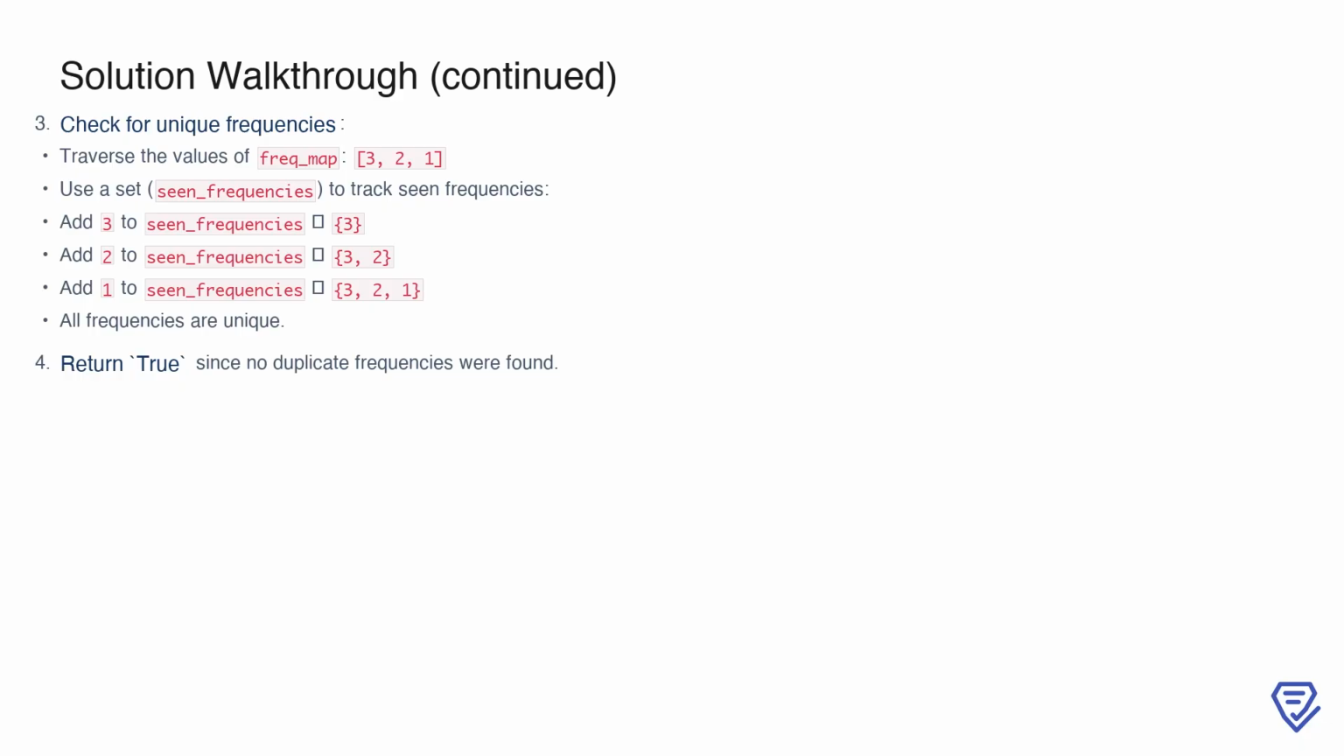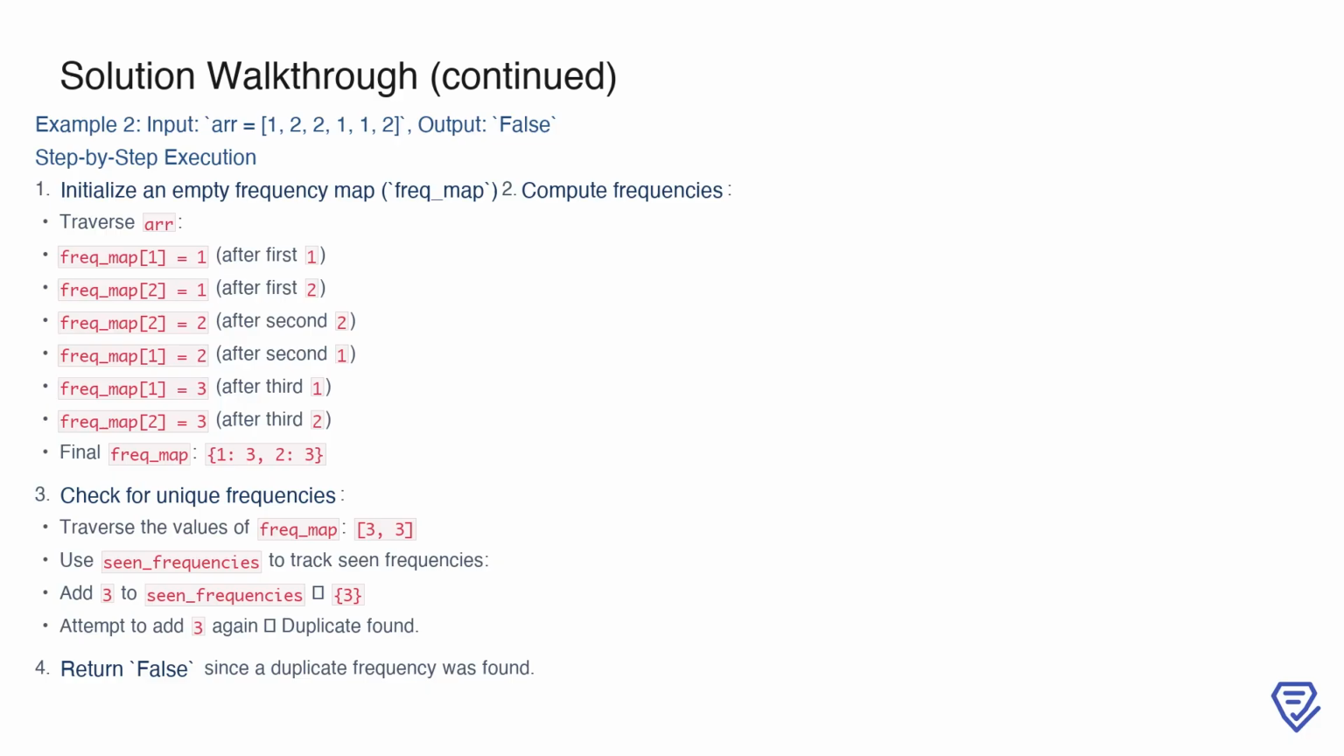Now that we have our frequency map, the next step is to check whether all the frequencies are unique. To do this, we create an empty set called seen_frequencies to track the frequencies we encounter. We then go through the values of our frequency_map, which in this case are 3, 2, 1. As we iterate, we add each frequency to the set. First, we add 3, then 2, and finally 1. After adding all the frequencies, the set contains 3, 2, 1. Since there are no duplicates in this set and all frequencies are distinct, we can confidently conclude that the condition is met. Therefore, we return true, indicating that the occurrences of the numbers in the array are unique.